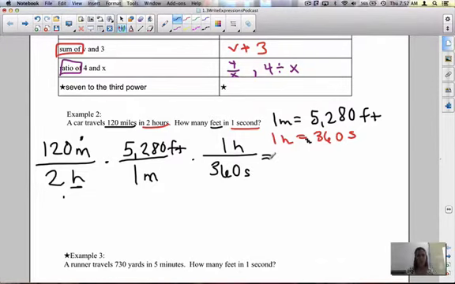Now, I turn this into a multiplication problem. So multiplication of fractions, you just multiply straight across. So you guys can go ahead and do that, and then I'm going to simplify the fraction down. So 120 times 5,280 would go on top, and then 2 times my 360, and that simplifies down to 88 feet per second.